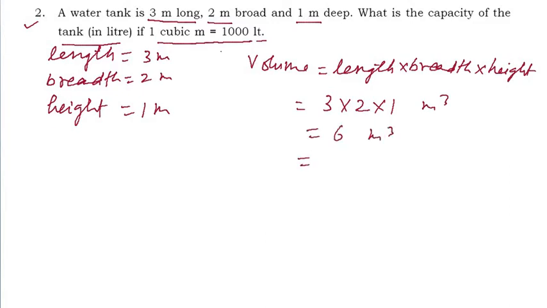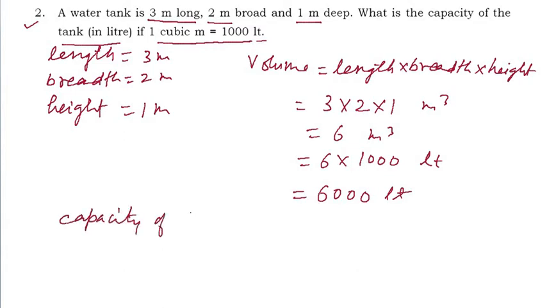Now it is changed into liter. How can we change? So 6 multiplied by 1000. So it is liter. Liter in the short form you can say LT. So it is 6,000 liter. So you can say capacity of the tank is equal to 6,000 liter. So that is your answer.